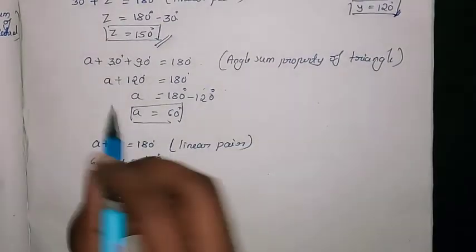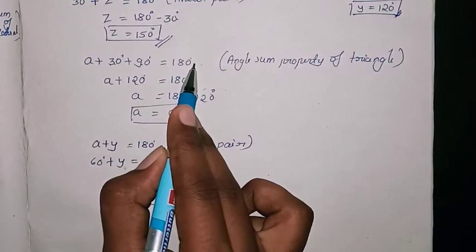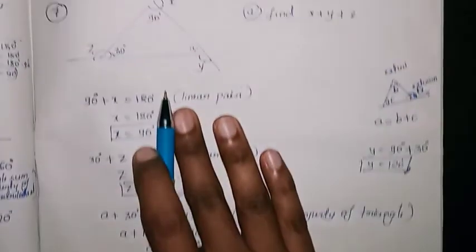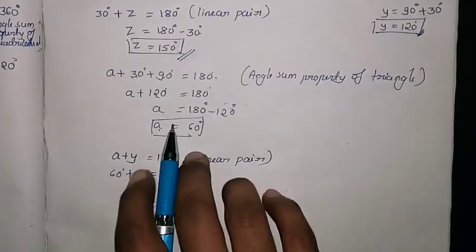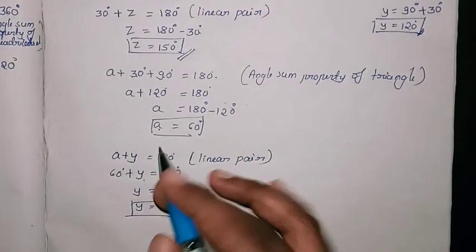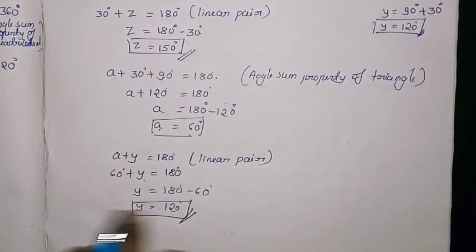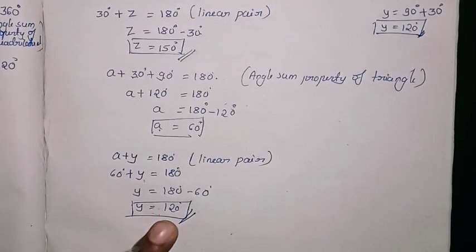So here what we have done is we considered a triangle. From that, the sum of the angles is equal to 180. We found that one angle we want here, so that's why we considered that one as A, and we got the answer for A. From that we found A plus y is equal to 180 degrees, and from that we get the y value. So x is equal to 90, y is equal to 120 and z is equal to 150 degrees.